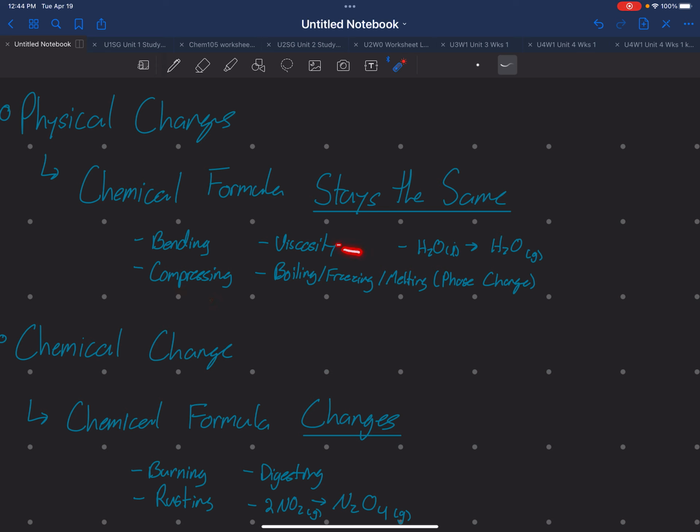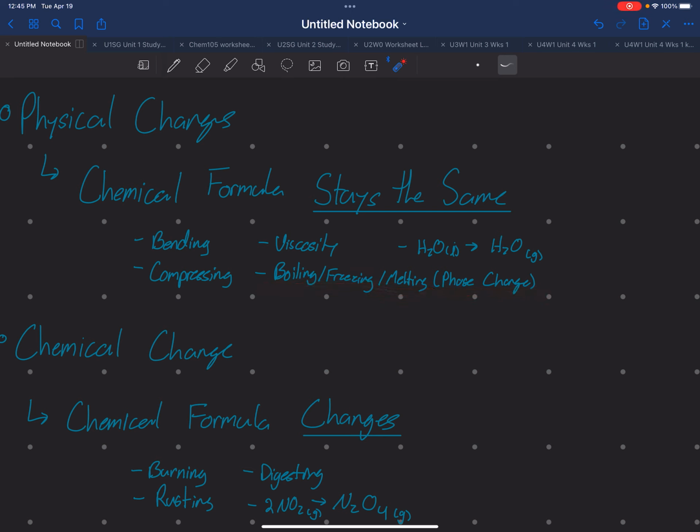Viscosity is how thick something is. Like syrup is very thick, difficult to stir. It's just a property or characteristic of it, nothing to do with chemicals. Syrup is just thick. It's still syrup. Boiling, freezing, melting point, or the phase changes.